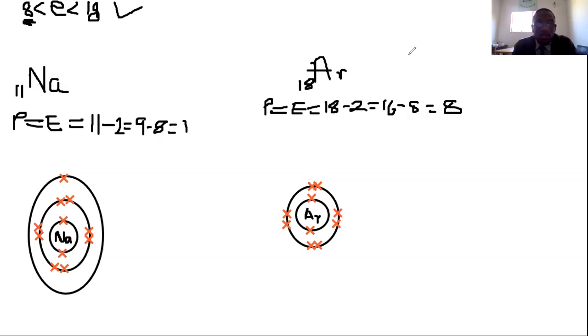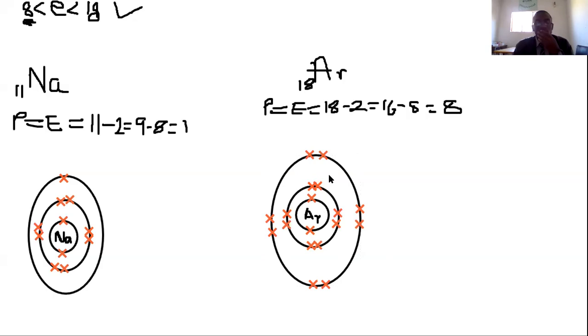So we draw the third shell, and we put the remaining 8: 1, 2, 3, 4, 5, 6, 7, 8. So that is the structure of argon atom. Coming back to this, with that given understanding, it will be very easy for us to follow what was happening here up until we get this structure of sodium atom.